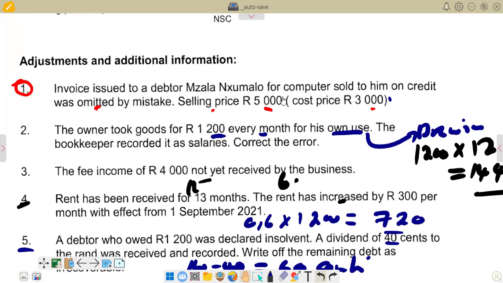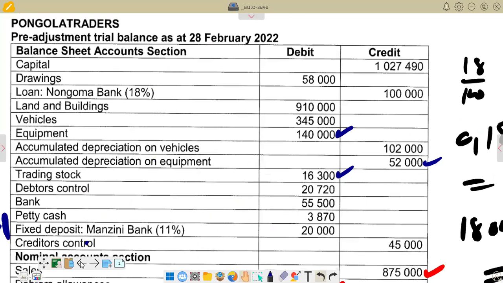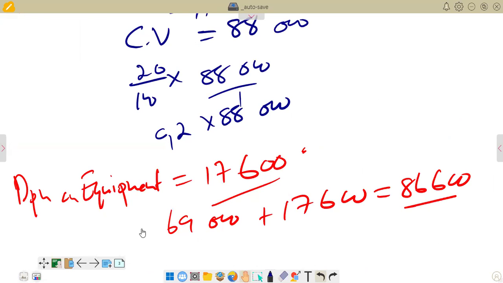So it means these were goods that were sold, but they are not recorded. It means these goods are no longer part of us. So we are supposed to subtract them from the closing stock because they were sold. So this 3,000 we subtract from the figure that we have in the list of balances. The figure that we have in the stock balance is 16,300. Then you subtract 3,000.